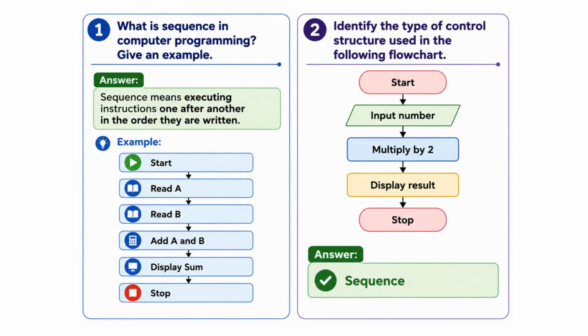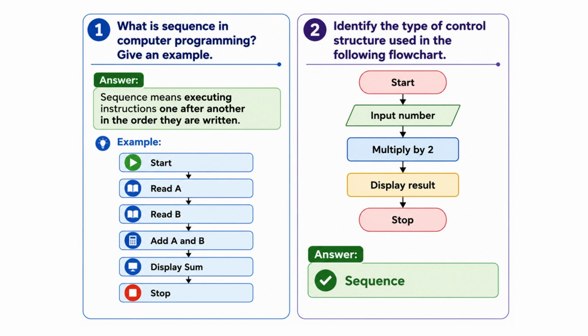Welcome, everyone. In this slide, we are learning about the sequence control structure in programming. Question 1 asks, what is sequence in computer programming? Sequence means instructions are executed one after another in the exact order they are written. The computer starts at the first instruction, then moves step by step until the program finishes.